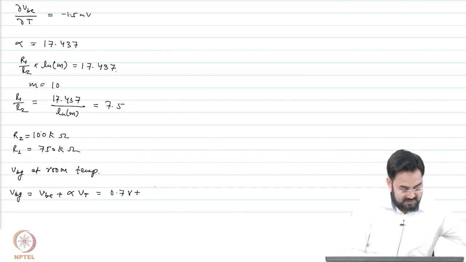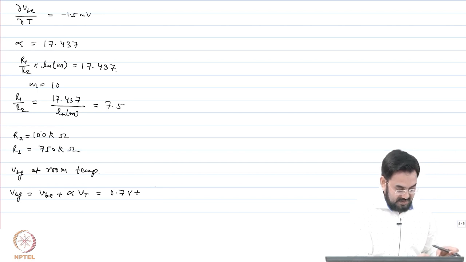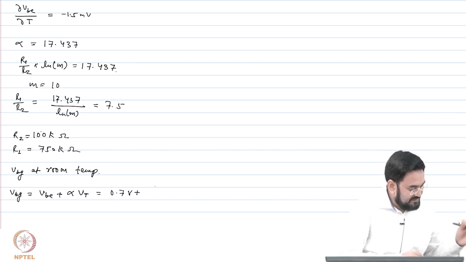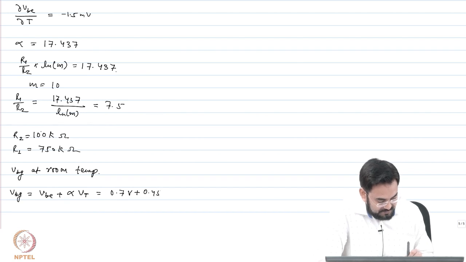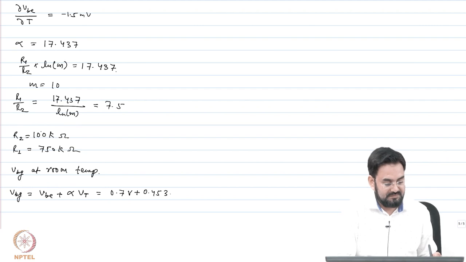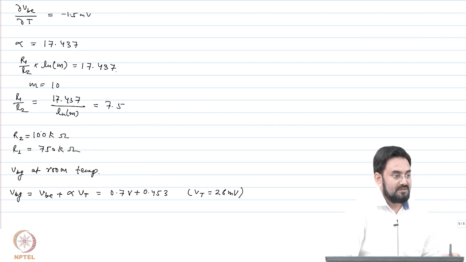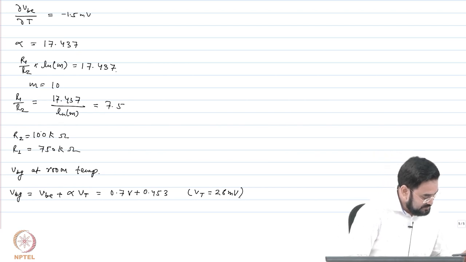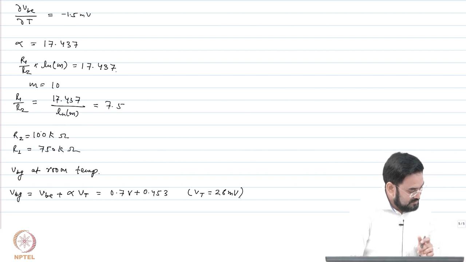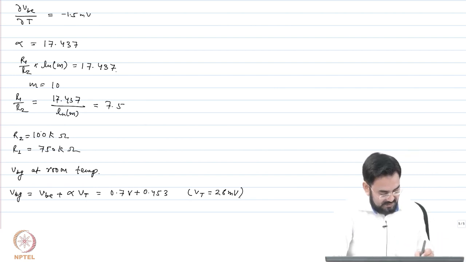No, that is not correct. Okay. Alpha VT, because VT is at room temperature 26 millivolt. So 26 millivolt multiplied by 17.43 and this plus 0.7, 1.15, yeah, approximately 1.15 volt.